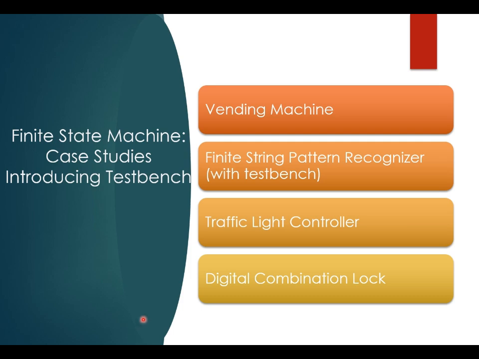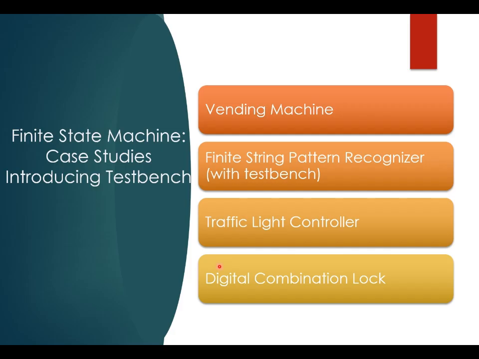Hi everyone, this lecture is the discussion on the 4 examples of finite state machine, including the vending machine, finite string pattern recognizer, traffic light controller, and digital combination lock. For finite string pattern recognizer, I will also include how to make a simple test bench to verify the finite state machine in Verilog.